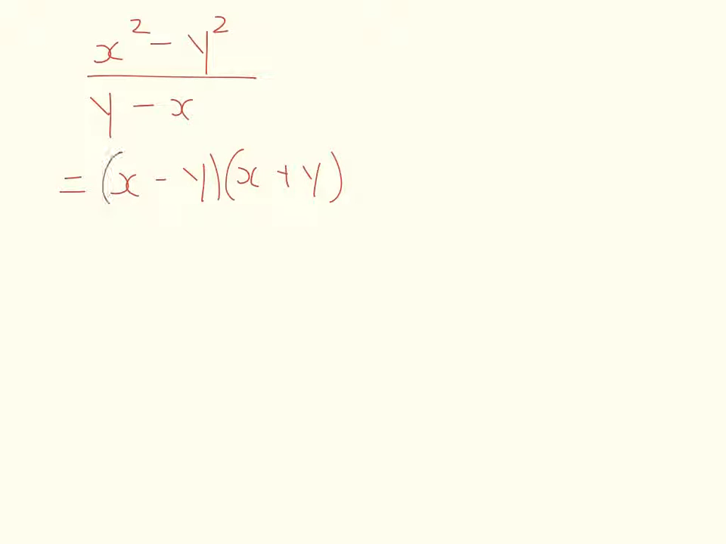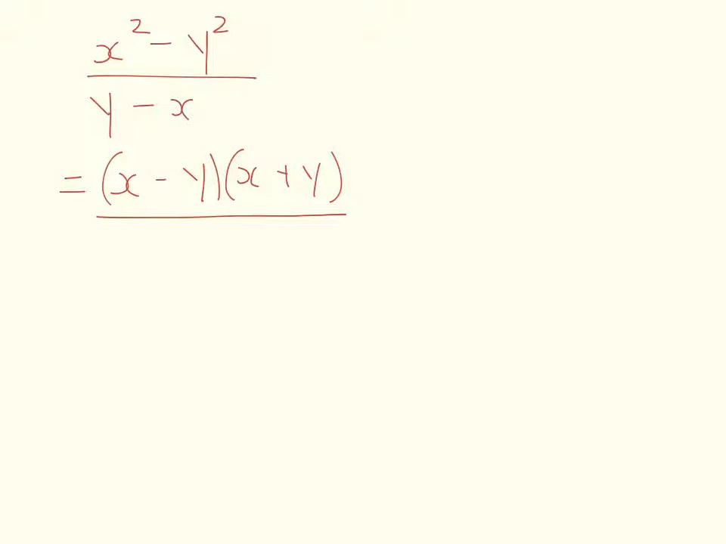Let's have a look at one last one. I've got x squared minus y squared over y minus x. Okay, well, I know straight away that the top factors as a difference of two squares, one square minus another, x minus y, x plus y. Now this is almost the same as my denominator, isn't it? But I've got y minus x.